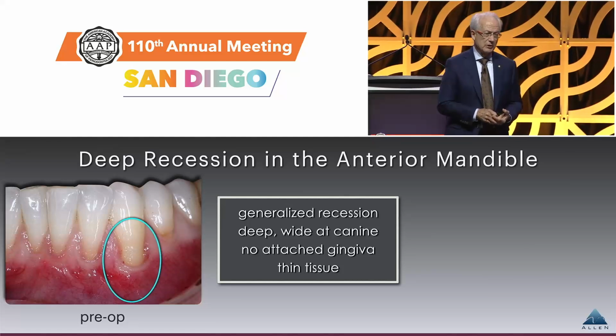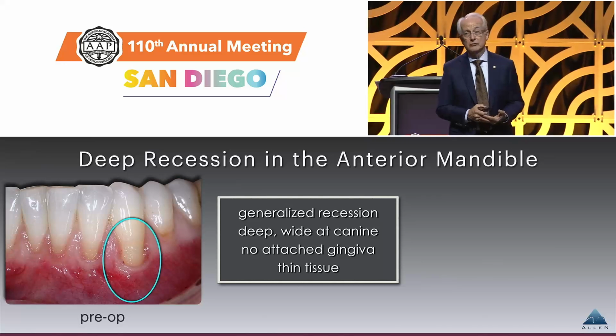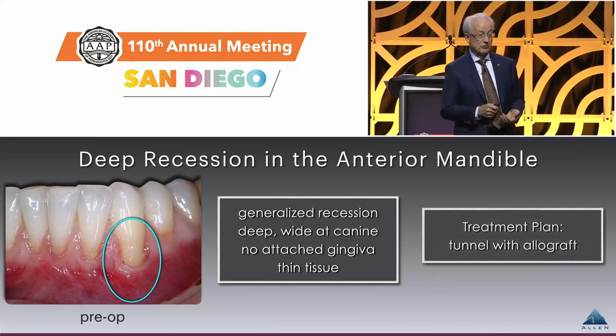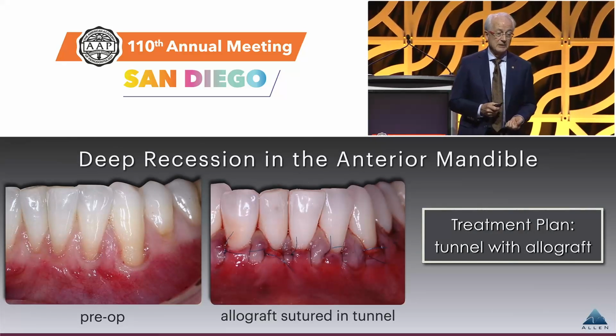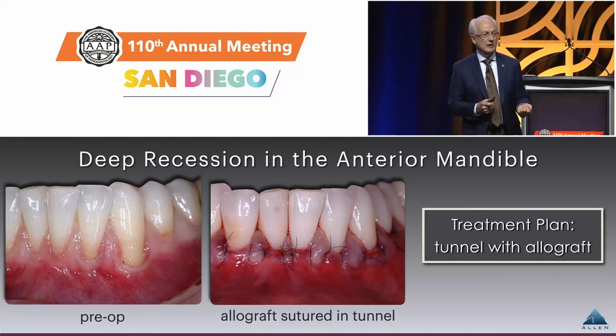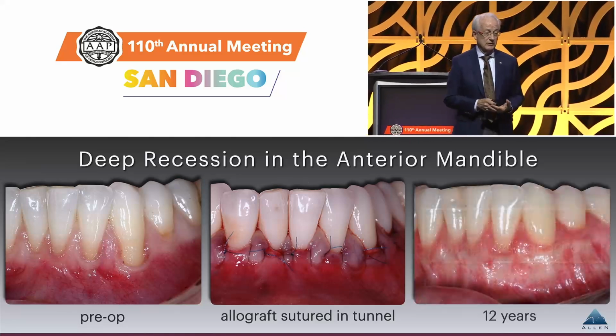And this one was treated years ago as well. Generalized recession, pretty significant recession on the canine, deep wide we would call it. No attached gingiva there. So I'm going to treat this again with a tunnel. And that is the suturing. I used to do interrupted sling sutures for the overlying tissue. I don't do that now. I do a continuous sling. But nevertheless, that's the apparent suture.